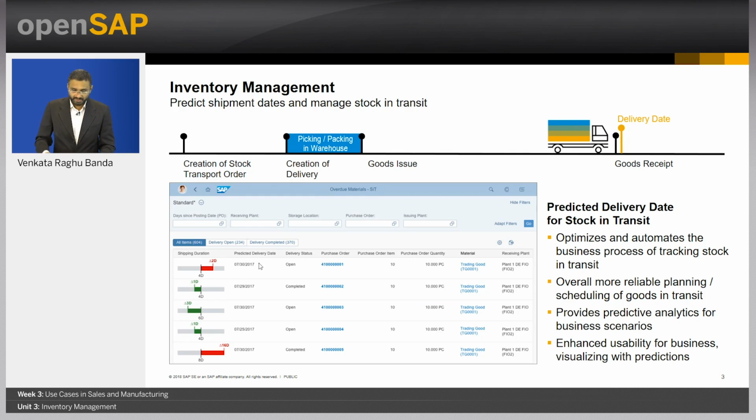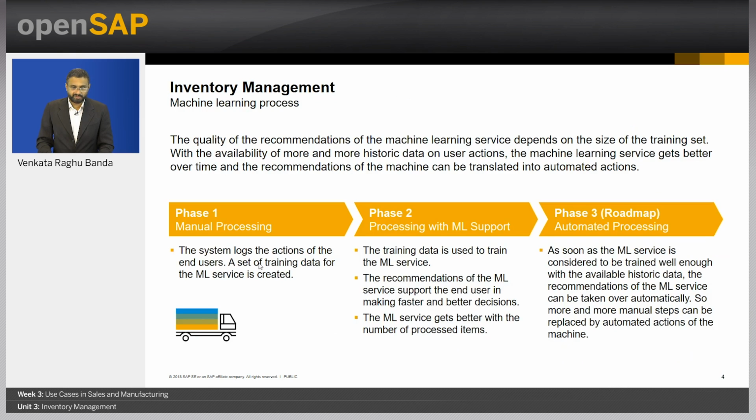So now that we've understood where we are coming from, I want to quickly go into the process. What is the process involved here? There are three phases in this machine learning process. In phase one, it's more of a manual process. The end users key in the data and put in all the logical actions, and once these logical actions are put in, you create the training data.